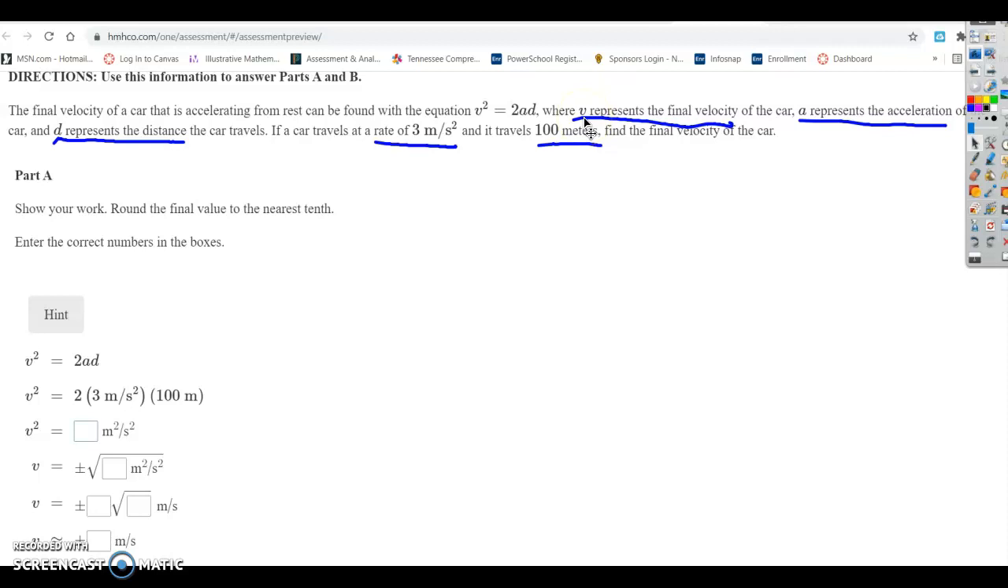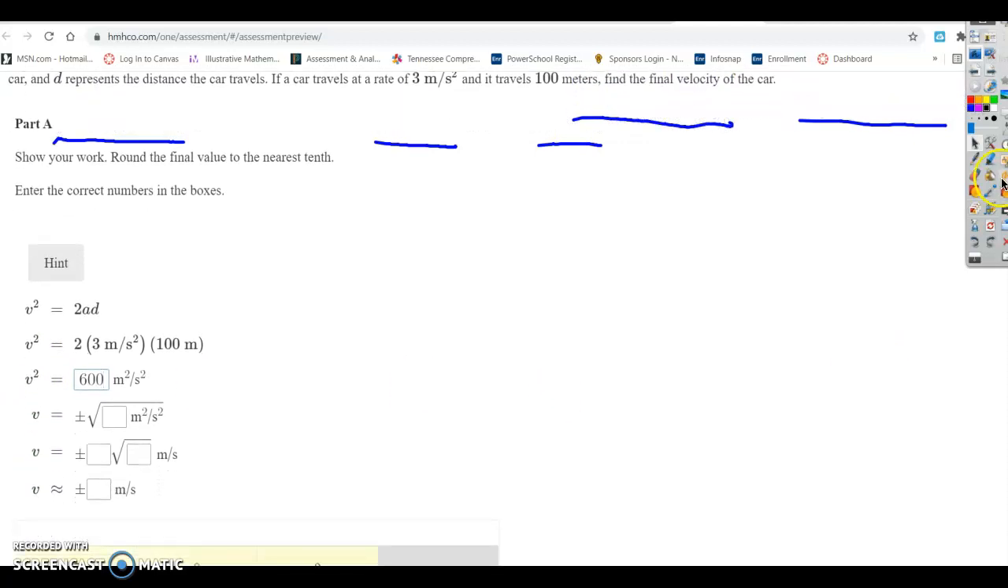So what do you get for the next thing? The parentheses here tell you that they are multiplying. If you multiply 2 times 3, you get 6, and 6 times 100 is 600. So we're going to have 600 meters squared divided by speed squared, or s squared. Now we have v squared. We're trying to get v by itself, so we're trying to solve for v.